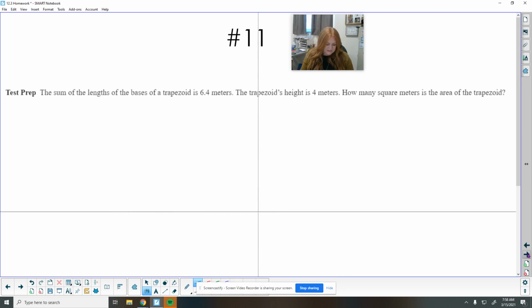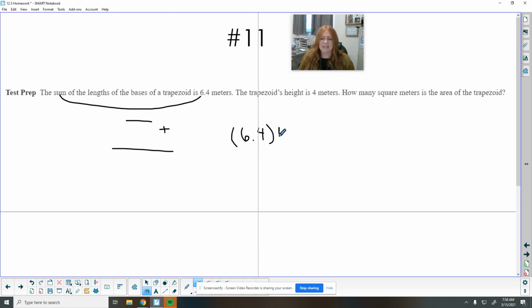Okay, number 11, the sum. So remember, that means when we add the bases, is 6.4. So it already took A and B and it already added them together for us. So it's saving us a step. So it's telling us that A plus B is 6.4. The height is 4. And then we want to cut it in half to equal the area. So it just already did one of the steps for us. How nice.